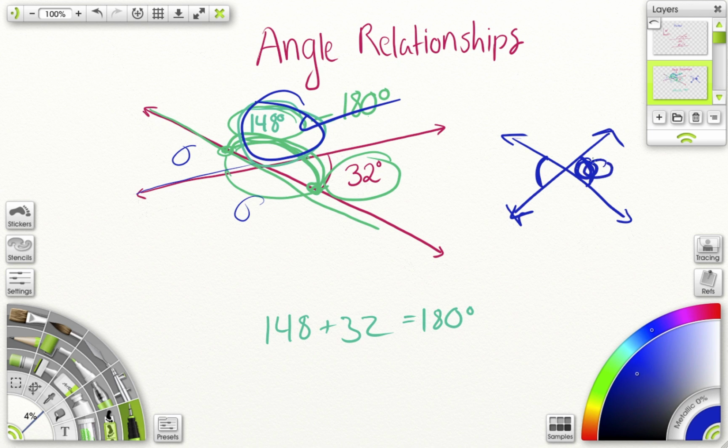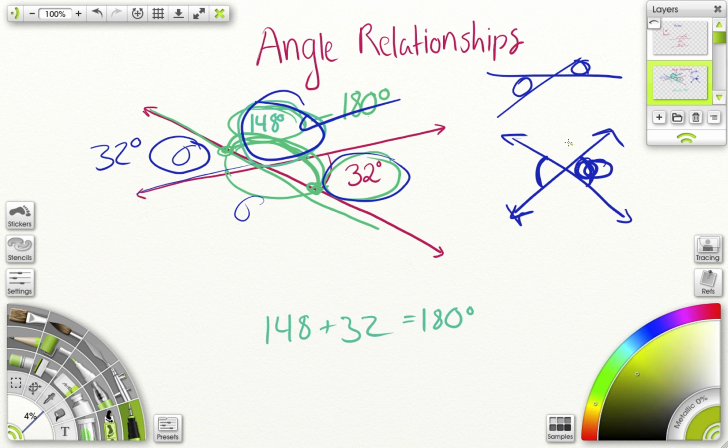So if this angle right here is 32 degrees in this case, this angle here has to be 32 degrees as well. So opposite angles, especially if it's an x, are going to be the same. So 1 and 2 here are going to be exactly the same. These angles right here, at the top and at the bottom, the same rule applies. If they're opposite one another, they're exactly the same. So if this one here is 148, this has to be 148 as well.